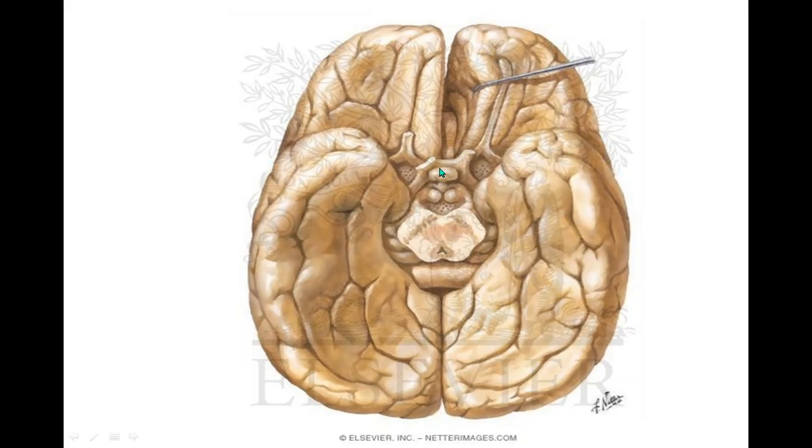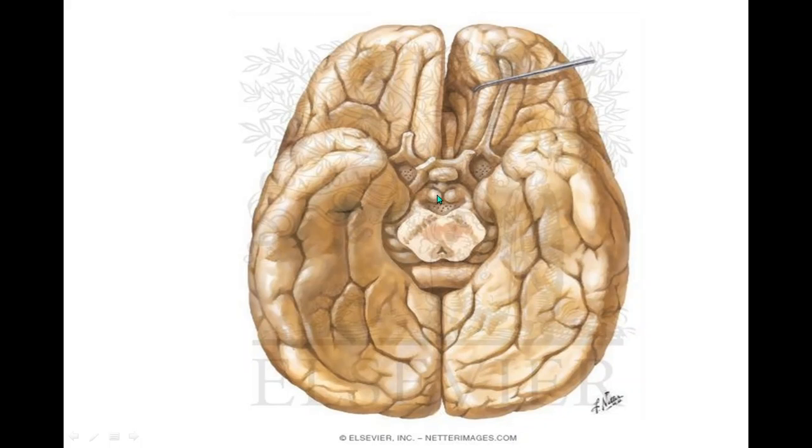And this is the optic chiasma. Hope you are following. So this is the optic chiasma, and these are the optic nerves, and this is the optic tract, and these are the olfactory nerves. Okay, these are the olfactory nerves. So this is the optic chiasma, optic nerves, and optic tract, and this is the pituitary stalk, and this is the interpeduncular fossa.